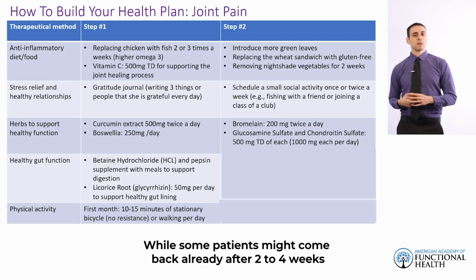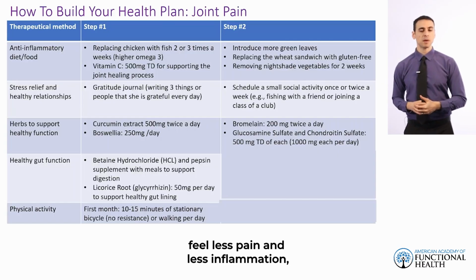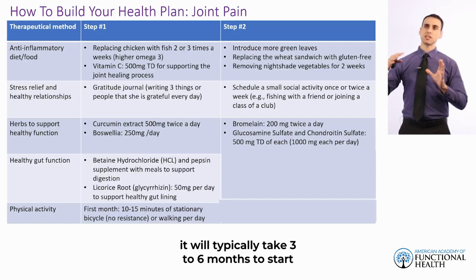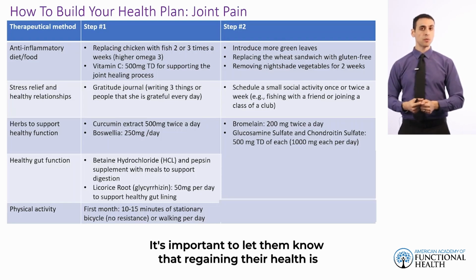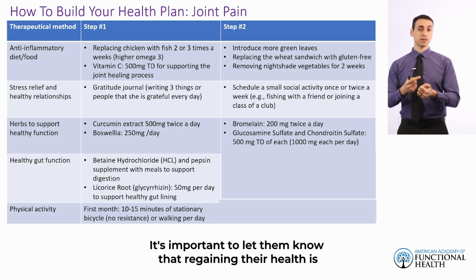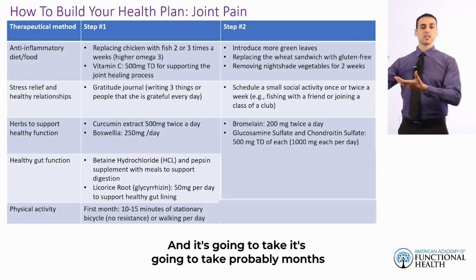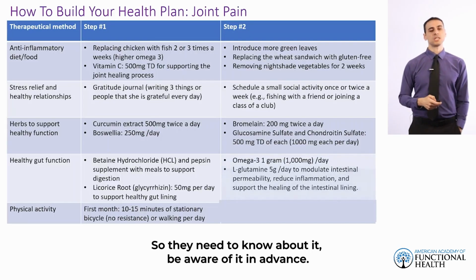While some patients might come back already after 2 to 4 weeks and tell you that with curcumin and Boswellia, they already feel less pain, less inflammation, they feel better. Patients have chronic conditions. It will typically take 3 to 6 months to start noticing the changes. It's important to let them know that regaining their health is a slow process. And it probably took them years in the making to develop disease. And it's going to take probably months to years to regain their health, right? So they need to know about it, be aware of it in advance.